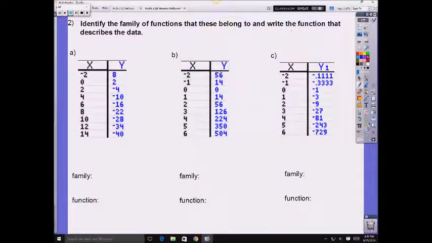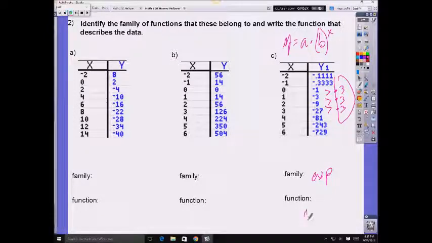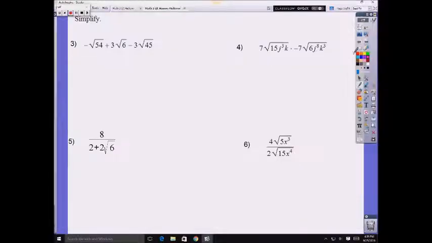C looks like from here to here it's tripling, there to there, triple, triple. So this is going to be exponential. On IXL, for the exponential, they wanted you to find A times B to the X. B we just found. B is your rate of growth. So we've got y equals A was the beginning. So this is A, -1 is your beginning, times 3 to the X. That is your function. Number 3.